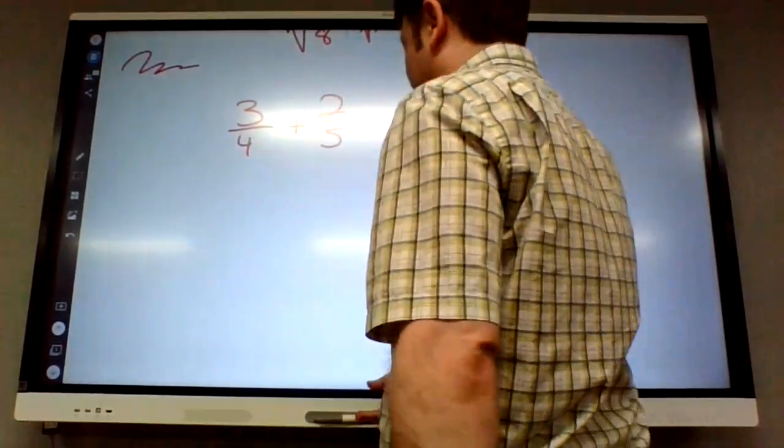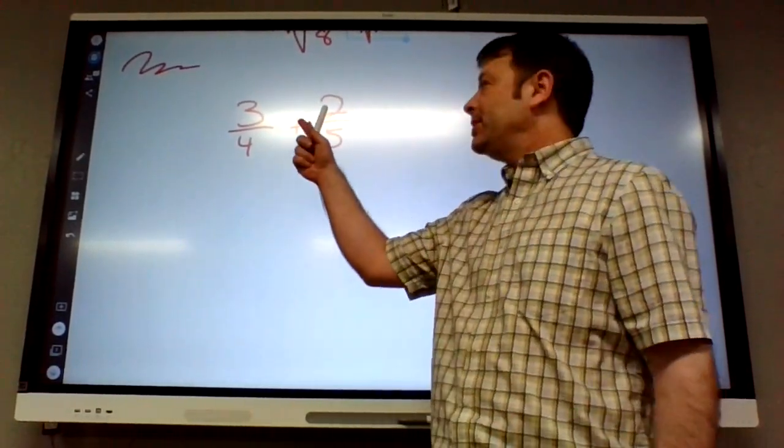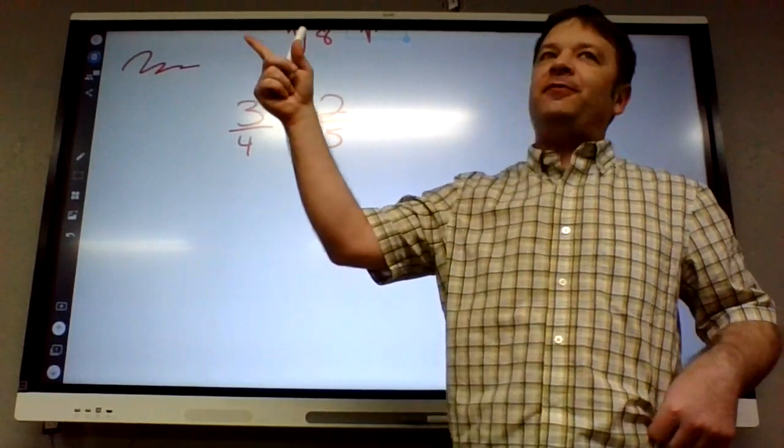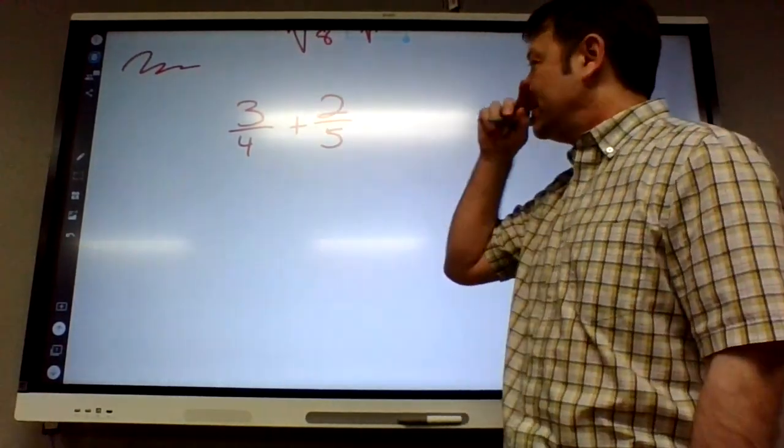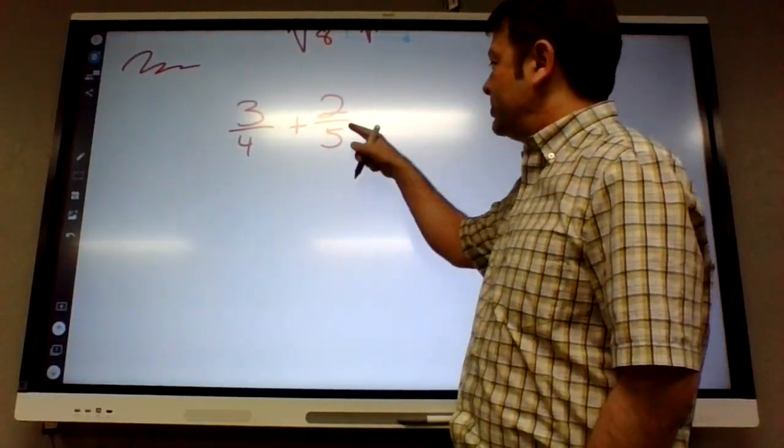When you add and subtract, you need a common denominator. So adding and subtracting in fractions is actually harder than multiplying and dividing. You do not need a common denominator when you multiply and divide.